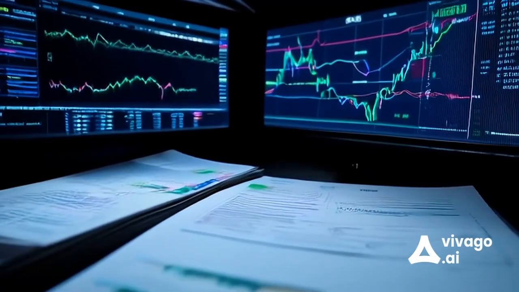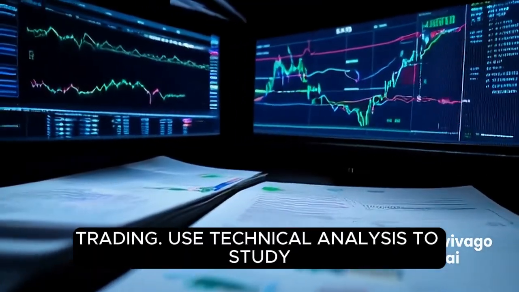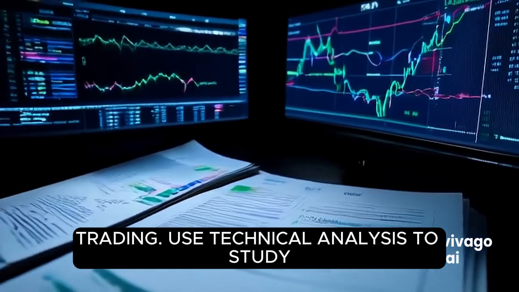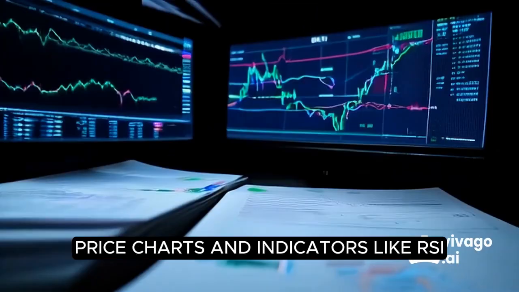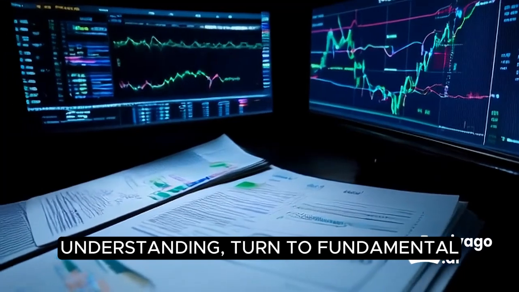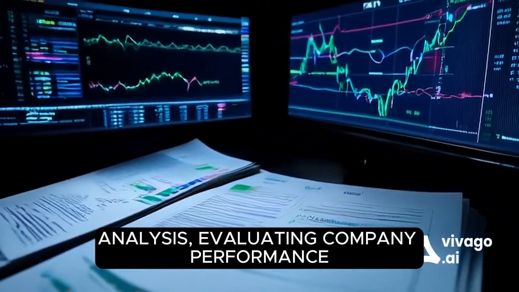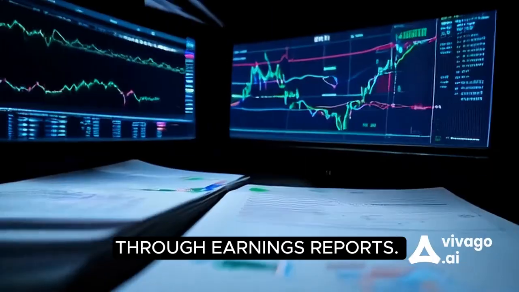Analyzing the market. Market analysis is key to successful trading. Use technical analysis to study price charts and indicators like RSI or Bollinger Bands. For a deeper understanding, turn to fundamental analysis, evaluating company performance through earnings reports.